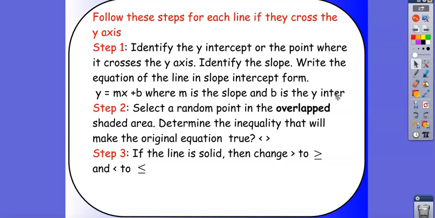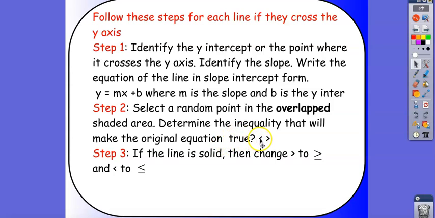How do you identify the slope? You count. I'll show you. Okay, then you're going to select a random point in the overlapped shaded area. This is the part that's important. Determine the inequality that will make the original equation true. So put it in there.